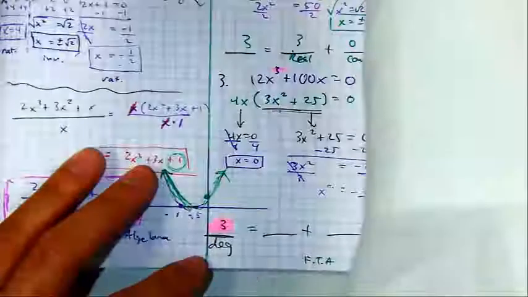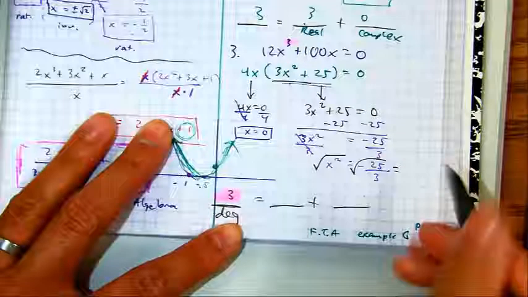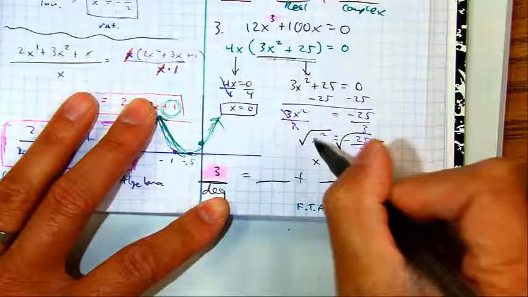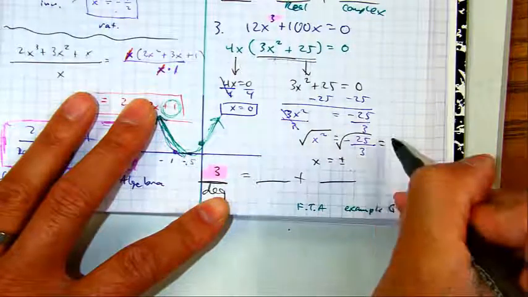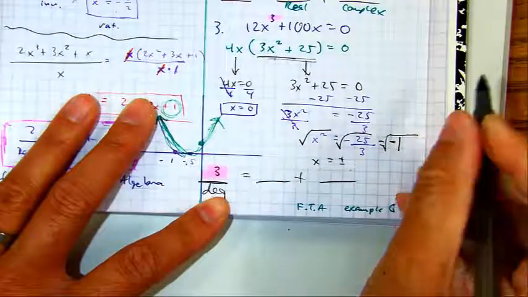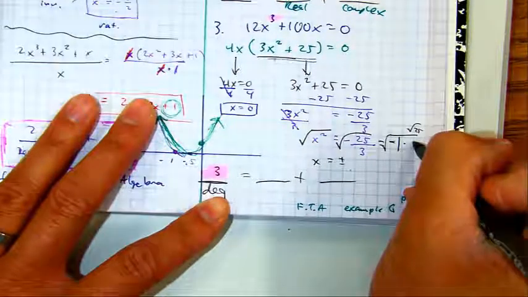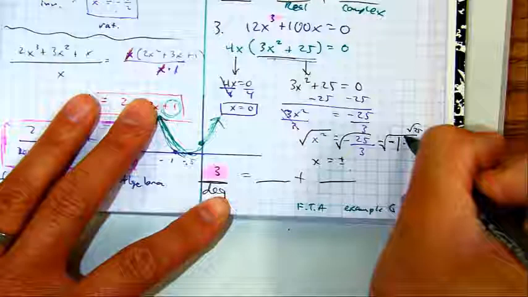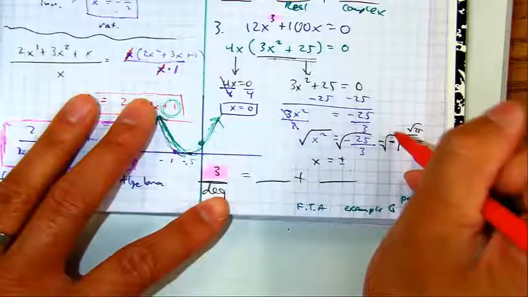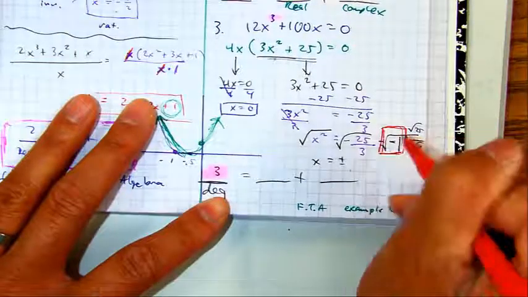I'm going to take the square root of both sides. Remember, this is plus or minus, so every time you take the square root of an equation, your answer will be plus or minus. This is negative 1 times radical 25 over radical 3. So kind of think of it as like that. This here is going to become what? That's i.